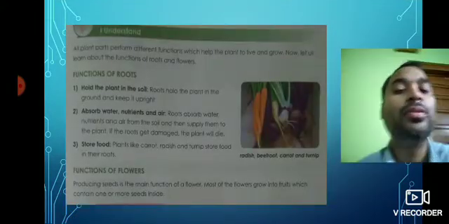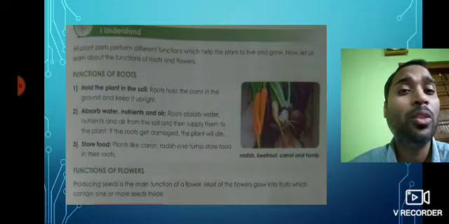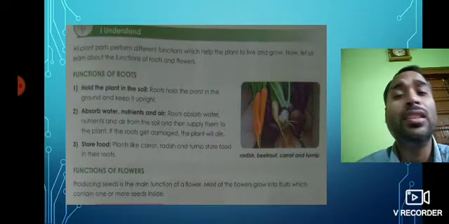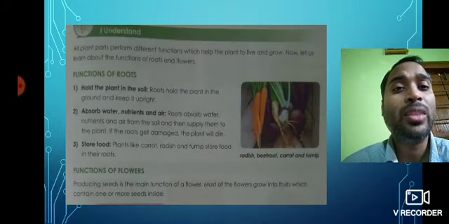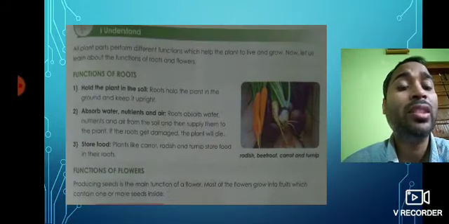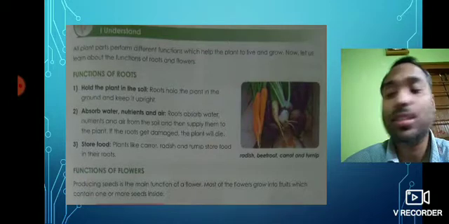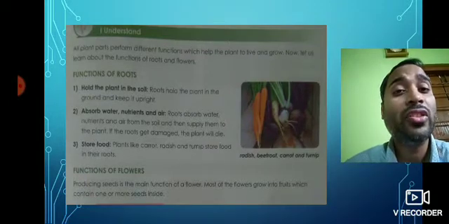So, functions of root. Today our main topic is uses of roots. Before that, let's discuss again a little bit about the functions of roots. All plant parts perform different functions which help the plant to live and grow. So let us highlight a few important functions of roots.